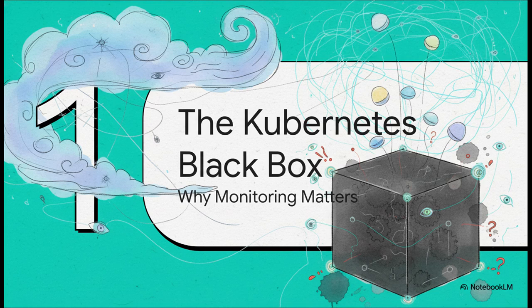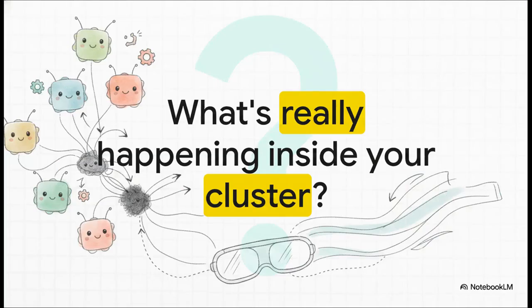You've deployed your app, Kubernetes is doing its thing, scaling, self-healing. It feels like magic. But what happens when something slows down or just breaks? That magic can turn into a real nightmare fast. And that leads to the big question every single engineer has to face. What is really going on in there?